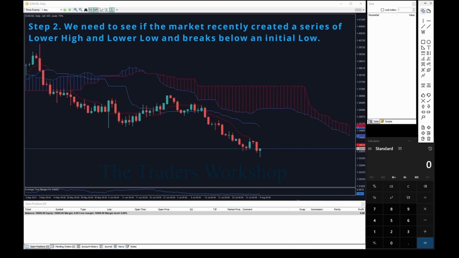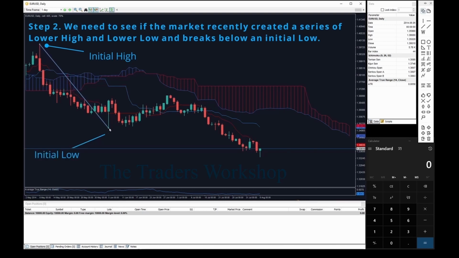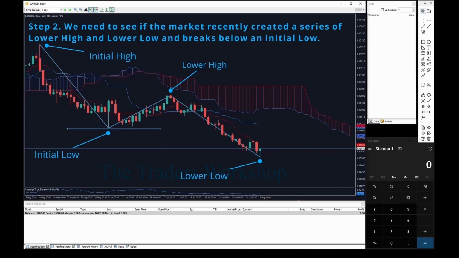Let's find out if the market recently created a series of lower high, and lower low, and breaks below the initial low. We have the initial high here, and the initial low here. Then the market pulled back, and created the lower high, and moved to continue to the lower low, finally, breaking below the initial low. We just confirmed a valid lower low, and lower high market movement below a bearish Kumo.